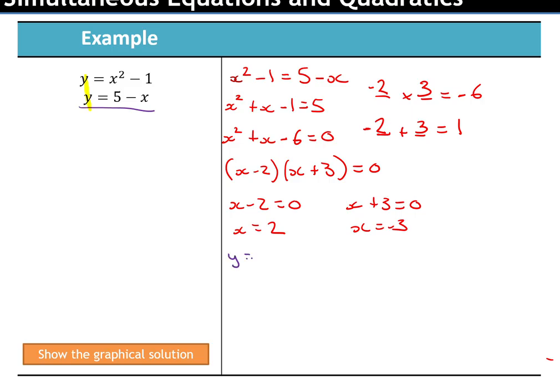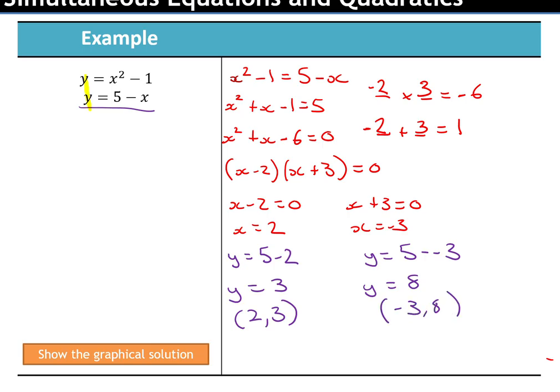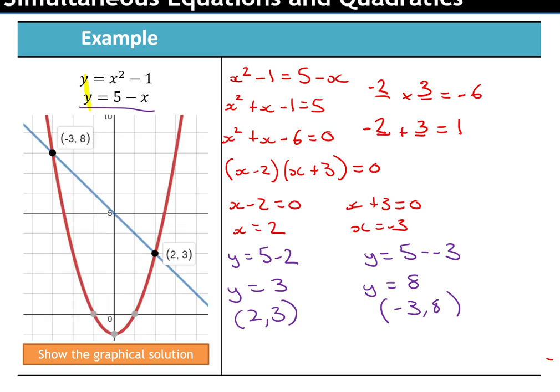So I'll go y is equal to 5 take away 2, and the other one would be y is equal to 5 take away -3, and that gives me 5 take away 2 is 3, and 5 take away -3 is 8. So that gives me 2 real numbers. One is 2 and 3, and the other one is -3 and 8. So if I look at this on the graph, which you can type those both in onto your calculator, we can see that we've got those 2 points.